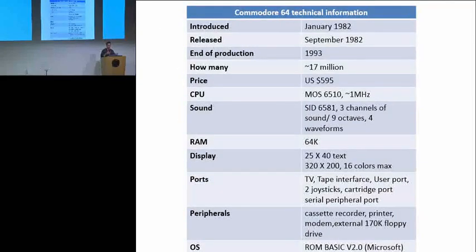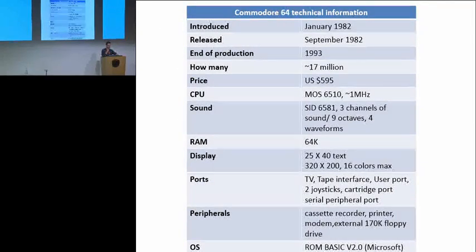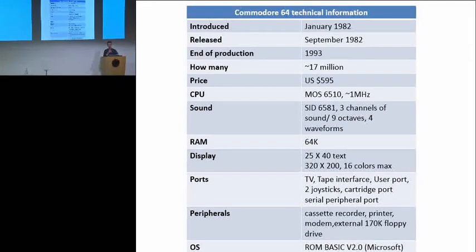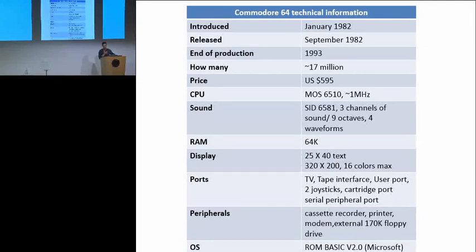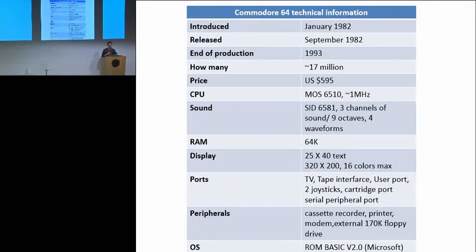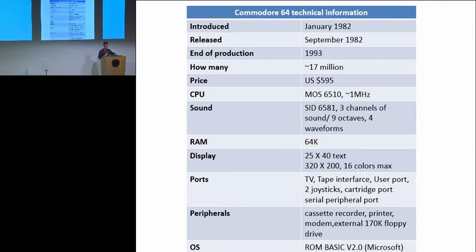This is a summary of the technical information about the Commodore 64. It was introduced in 1982 and went out of production in 1993, 11 years. If you think that today a mobile phone lasts maybe some months, you can understand why this home computer was such a big success. It was sold for less than $600.